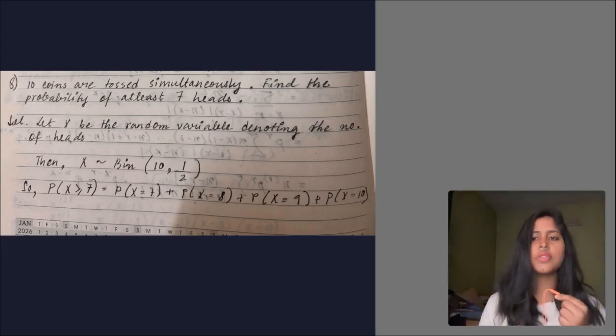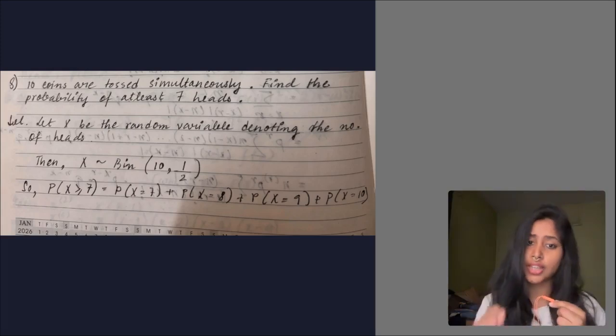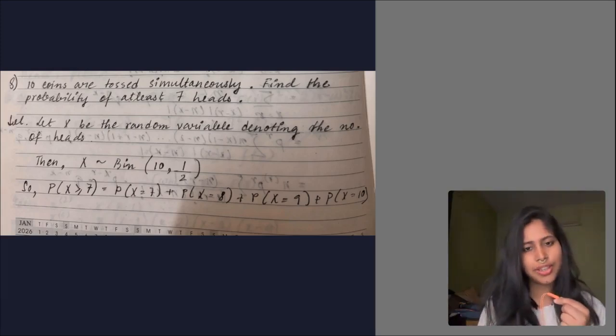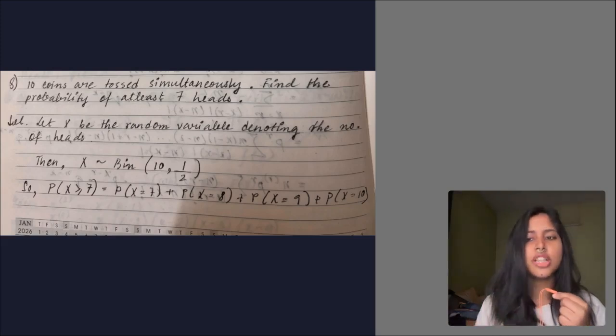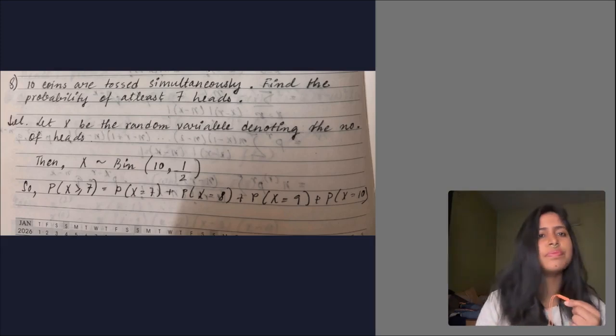Now, the question asks for the probability of at least 7 heads. In math terms, that is basically P(X ≥ 7). And what is X ≥ 7? That is just what I said at first, which is P(X = 7) + P(X = 8), and it goes on till P(X = 10). Okay, so you see that.